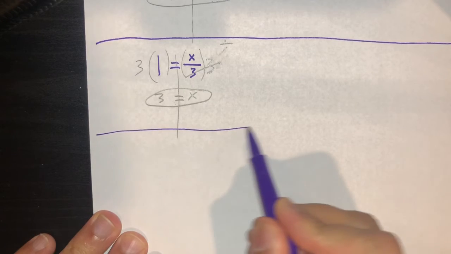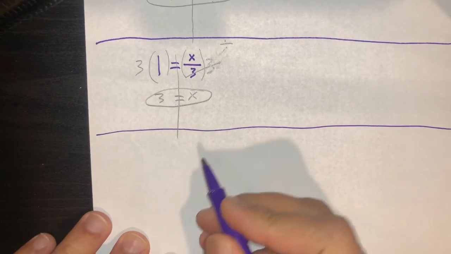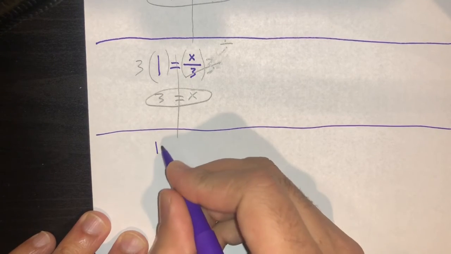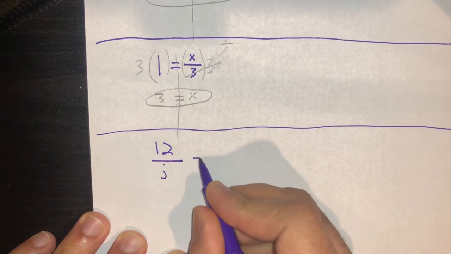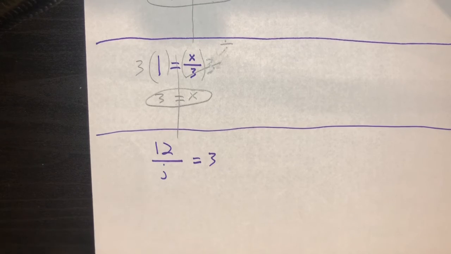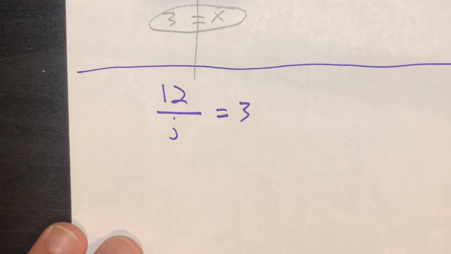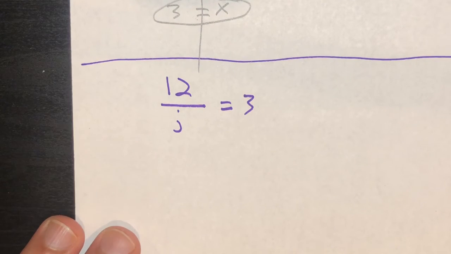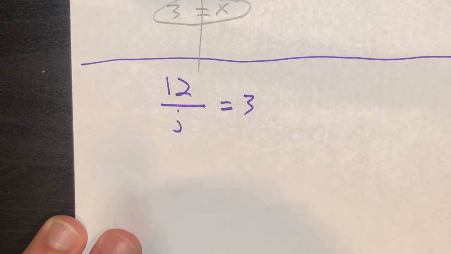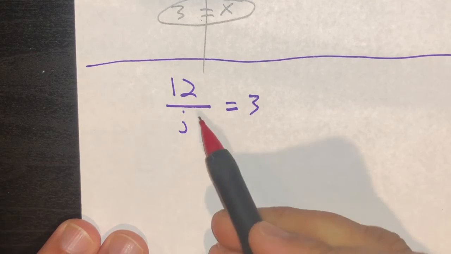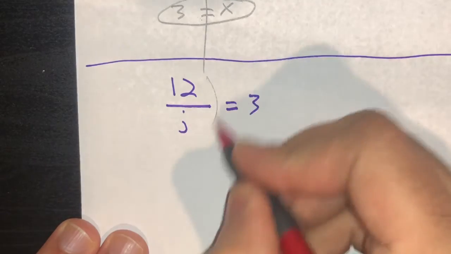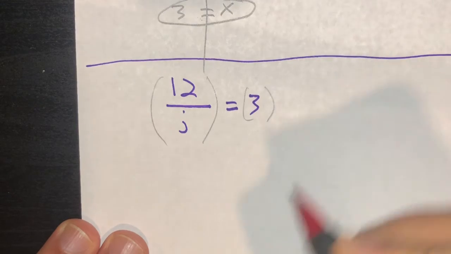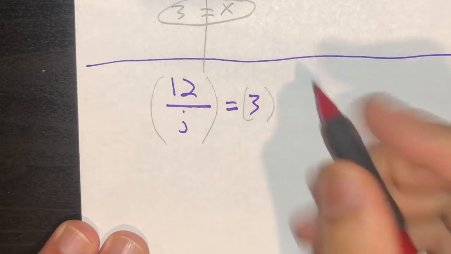Final problem is a little bit similar to the one we just did, but slightly different. 12 divided by j equals 3. So the variable's down here. So that means I gotta do something more than just one step. I'm still gonna multiply because my operation here is division. But I'm multiplying both sides by j.